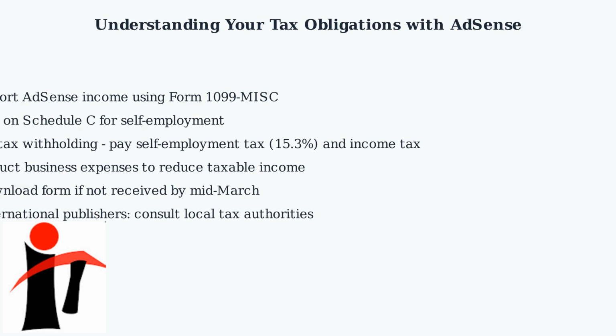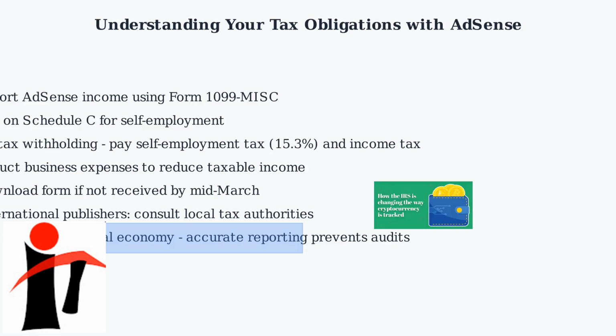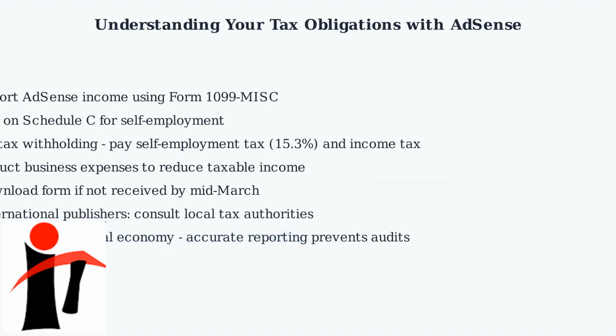For international publishers, U.S. tax forms like the 1099 MISC may not apply. Instead, consult your local tax authorities to understand your specific obligations. Keep in mind that the IRS is increasing its focus on digital economy taxation, so accurate reporting of your AdSense income is essential to avoid potential audits.